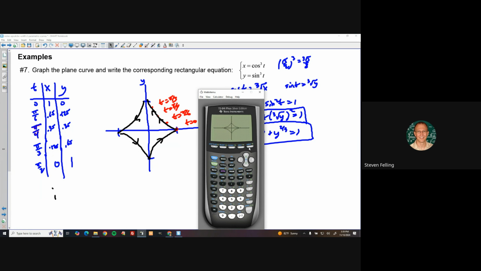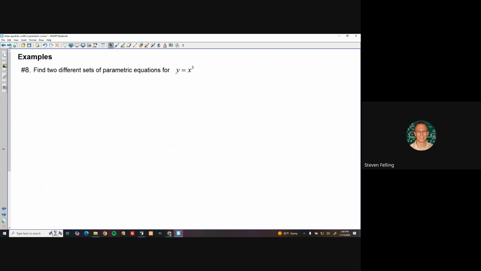All right. Let's take a look at the last example. The last example says find two different sets of parametric equations for this normal rectangular function. Okay, so the most common way to parameterize is just to make one of the variables the parameter. So x could be t, and therefore y would be, let's see, that x squared, we just take that and replace the x with t, so t cubed. That would be a parameterization. We could certainly do that.